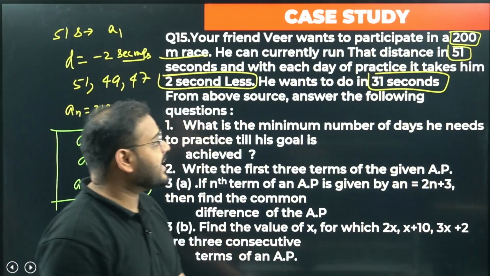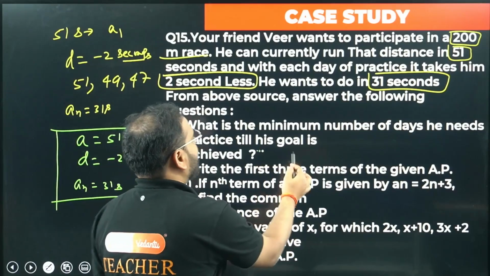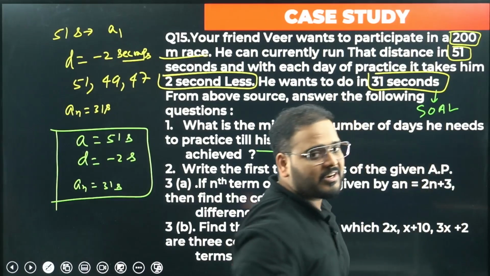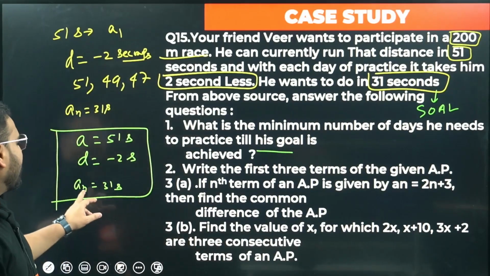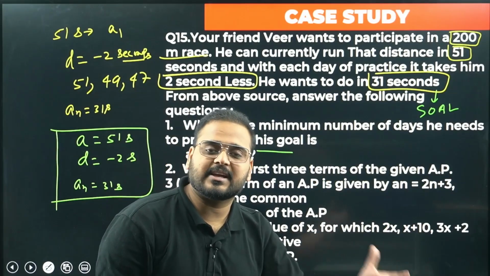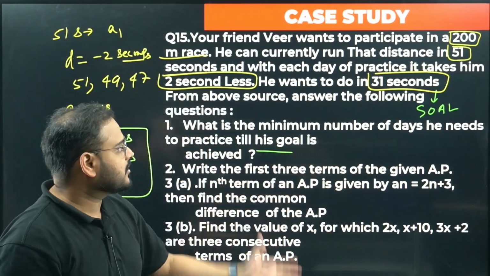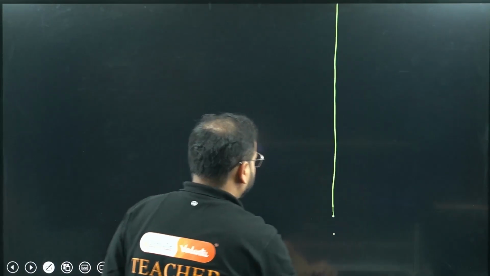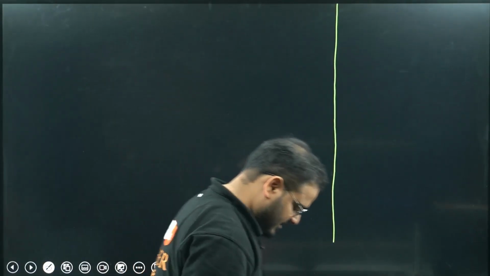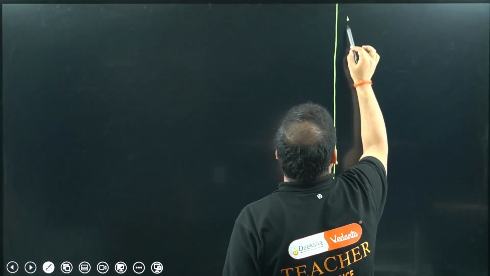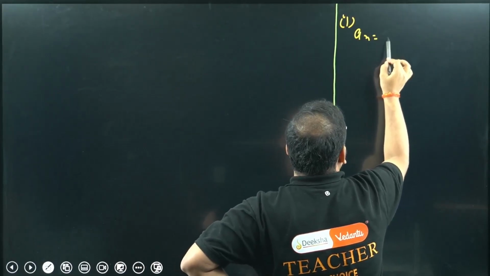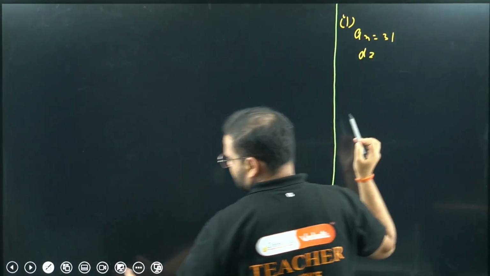What is the minimum number of days he needs to practice till his goal is complete? What's the goal, sir? The goal of 31 seconds. They're asking the value of n: how many days he will take to reach 31 seconds. So I have to find the value of n. Please check. Part 1, for this case study, we're looking to find the value of n. N is given as 31. D is given as, so I don't have to write everything again.